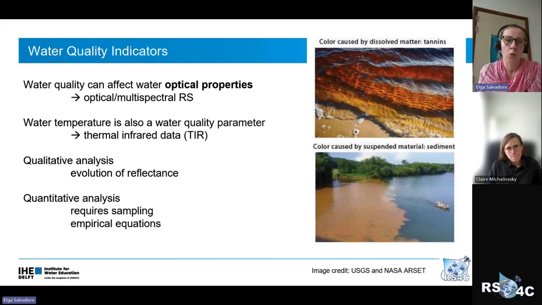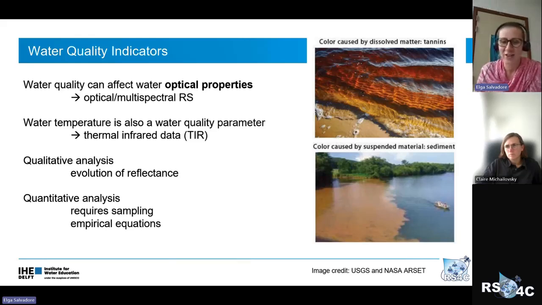You can do more of a qualitative analysis and look at how your reflectance, so how much of this solar energy is reflected back, is changing over time, and maybe these changes you can relate to the quality of the water. Or you can do a more quantitative analysis if you want to quantify what the components and the changes are, but then you need to do a lot of sampling, and there are some empirical equations that you can use.